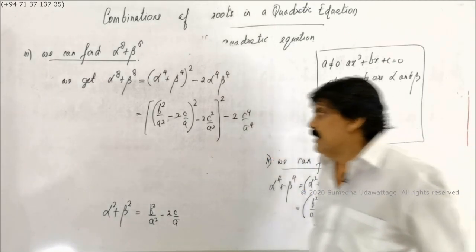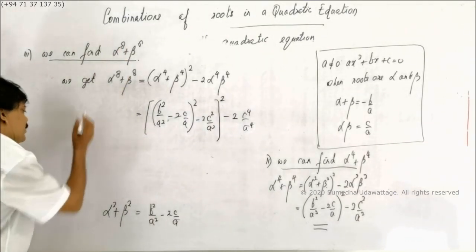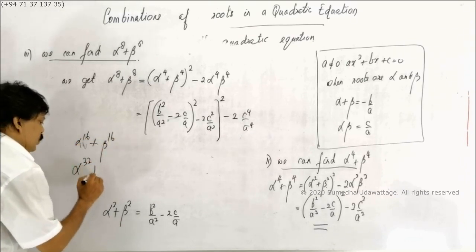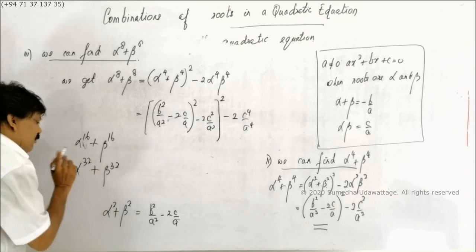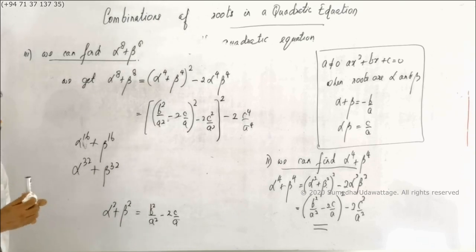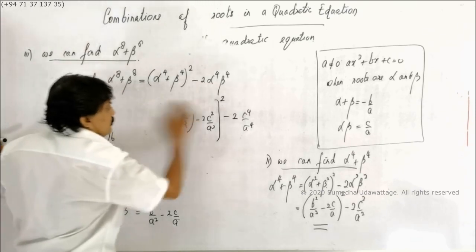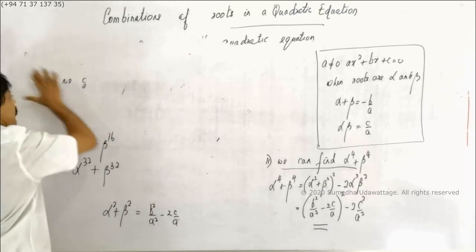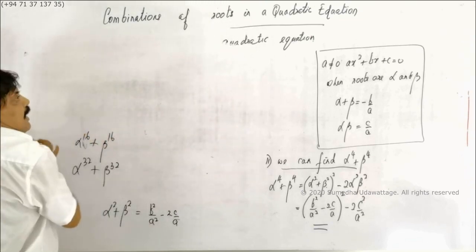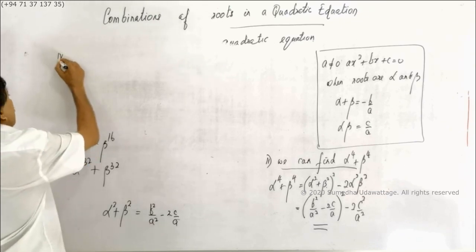In the same manner, we can keep on finding the values. 2 into 8, alpha 16 plus beta 16, alpha 32 plus beta 32, alpha 64, beta 64. If needed, we can create theories. And then the next combination of roots in the quadratic equation would be 1, 3, 4.